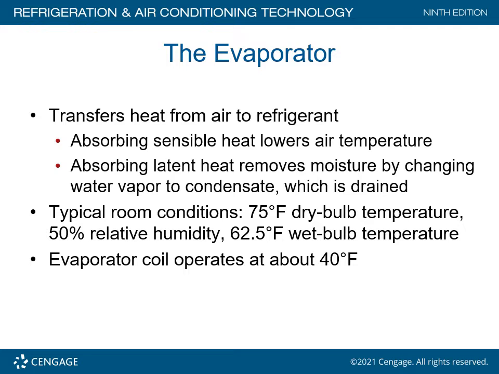Typical room conditions: 75 degrees dry bulb, 50% relative humidity, 62.5 degrees wet bulb temperature. These are your design conditions for comfort cooling in a house or an office. The evaporator coil operates at about 40 degrees Fahrenheit. Okay, so on a refrigeration, air conditioning application, all the evaporator coils are designed for 40 degrees, period.